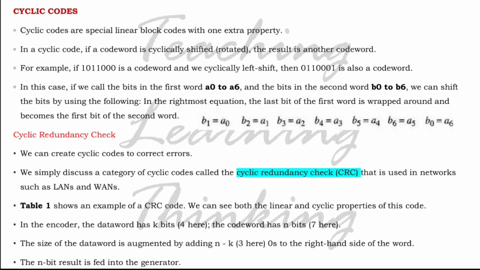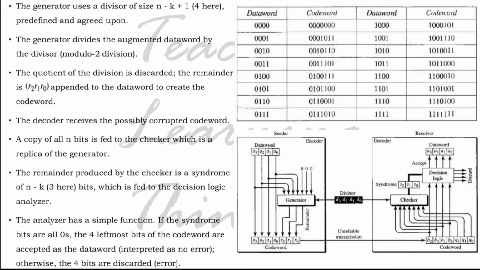In this encoder, the data word has k bits, that is 4 here, and the code word has n bits, that is 7. The size of the data word is augmented by adding n minus k, 3 here, zeros to the right-hand side of the word. The n-bit result is fed into the generator. So here we are adding 3 zeros to the right-hand side of the word, and we will get a 7-bit codeword. In the first 2 columns we have the linear block codes, and then we have the rotated CRC codes.